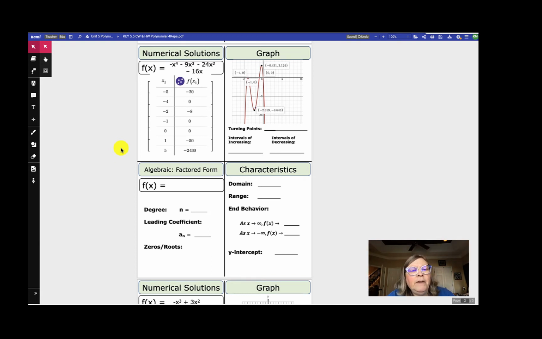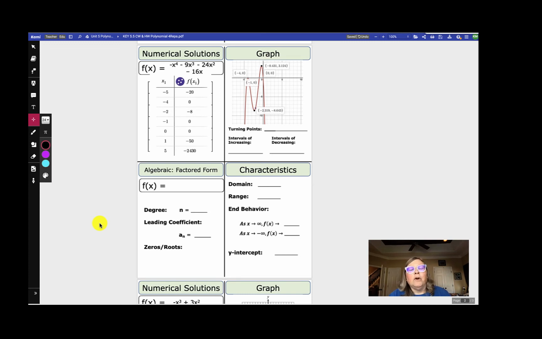So to fill in the bottom 2 quadrants, the top left right here is numerical solutions, and so every single one of these ordered pair points, so the point at minus 5, minus 20 on the graph, is a solution to this polynomial. If I put in x equals minus 4, then I get 0 as the output, and so that is also a point that's graphed here. If I put in x equals minus 2, I'm going to get minus 8, and so on.